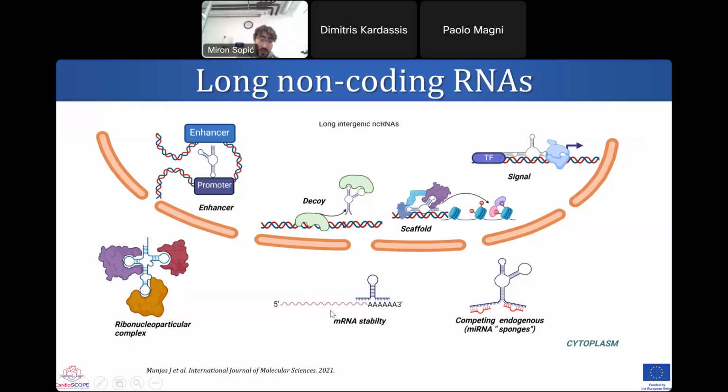But also some of them are enriched in the cytosol, and there they can be miRNA sponges, which means that they will bind microRNAs, and then microRNAs will not be able to target mRNAs. So in that sense, you will change the landscape and the function or the state of the cell. They can also bind to certain parts of mRNA to increase the stability. Sometimes they can also decrease stability. So overall, quite different mechanisms.